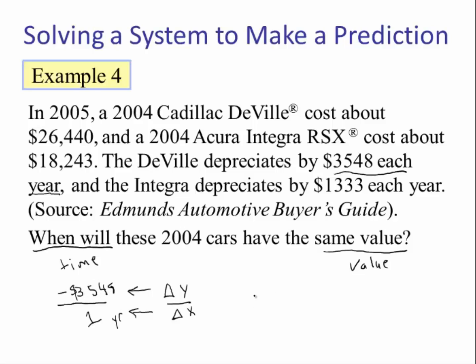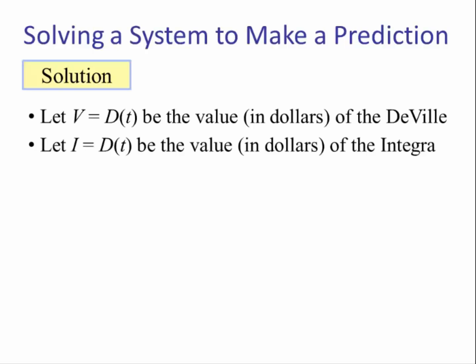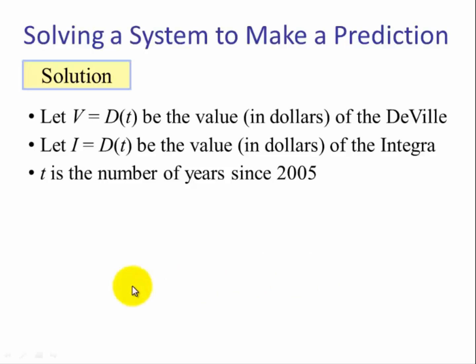So the next step is to come up with our two models. We're going to have one model that is the Cadillac, and one model that is the Integra. We're going to let V equal D of T, which is the value measured in dollars of the DeVille. We're going to let I equal I of T, which will be the value measured in dollars of the Integra. T will be the number of years since 2005. That is going to be our independent variable. And notice we have our dependent variable written in function notation.